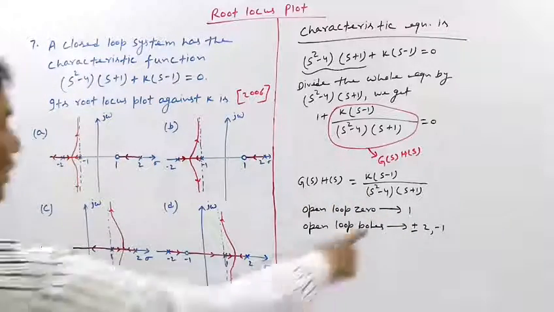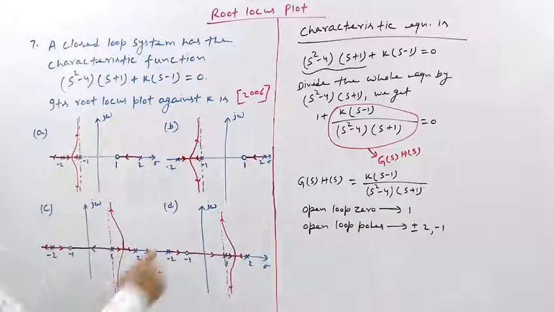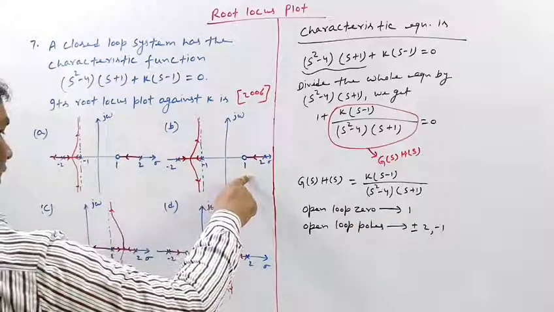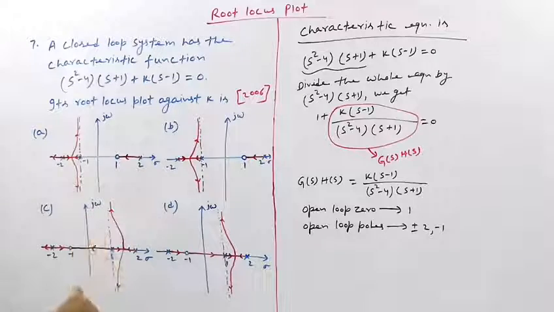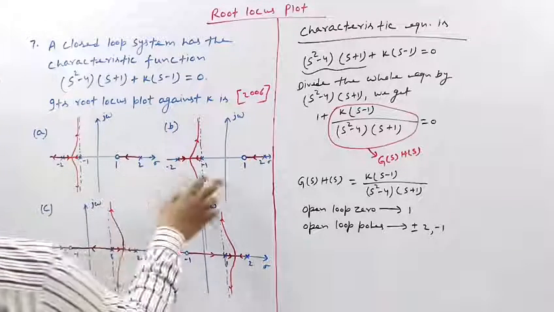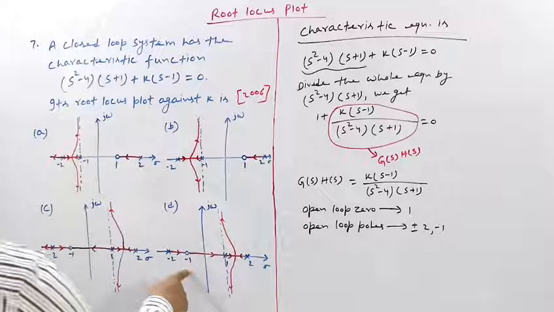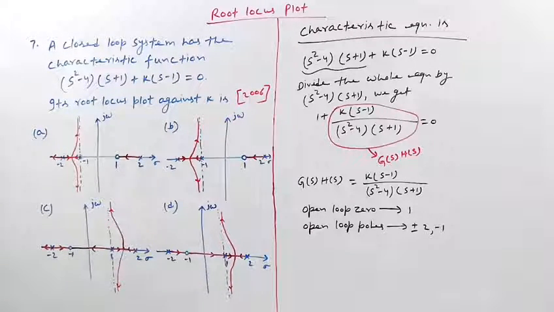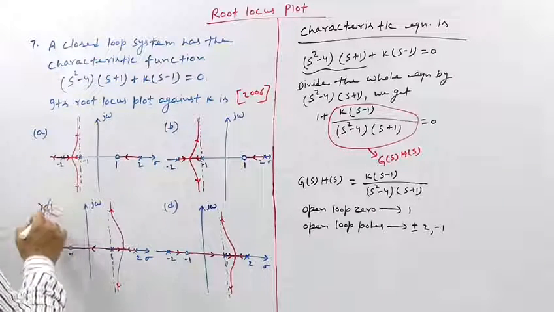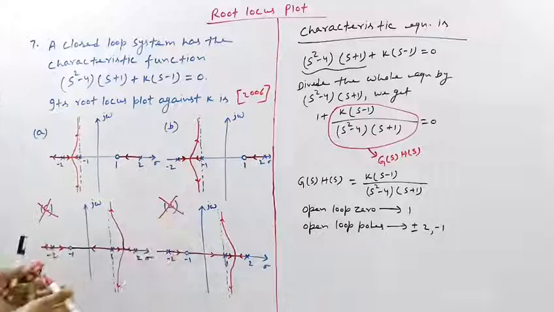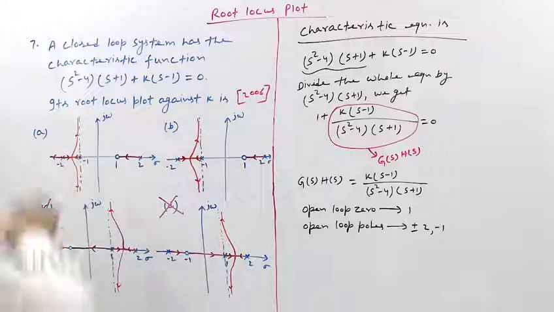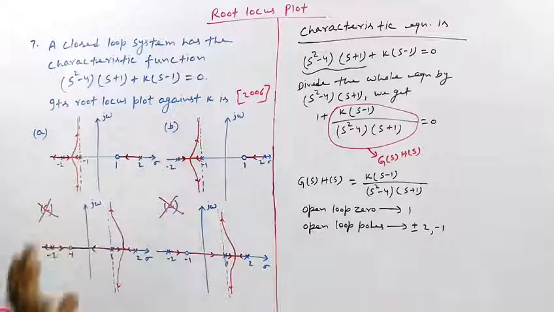So here the zero is at plus 1, so the zero is at plus 1 in this case, and in these two cases only. Because here the zero is at minus 1. So these two options, C and D, are not correct. So we have to see which of the given options A and B is correct.